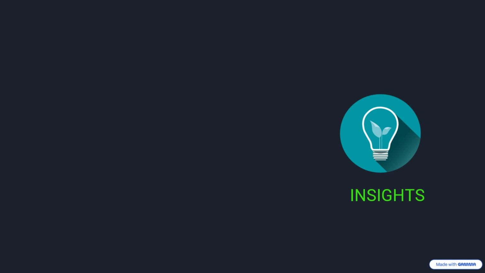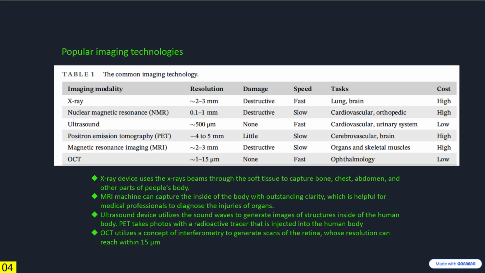Then let's talk about the insights from this paper. In medical imaging technology, there are several popular methods: X-ray, NMR, ultrasound, MRI, and of course OCT. Based on table 1, we can see the resolution of each imaging technique, whether it is damaging or invasive, the speed, the specific task of the imaging technique, and finally of course the cost.